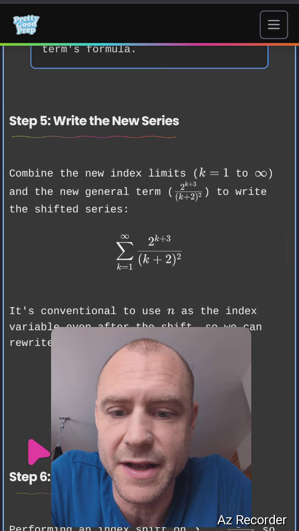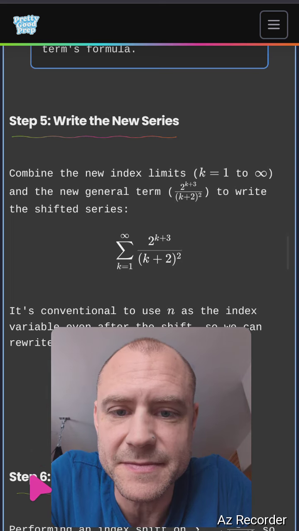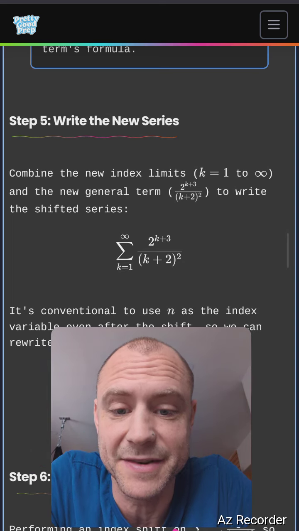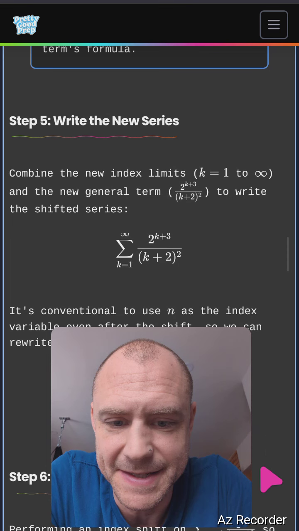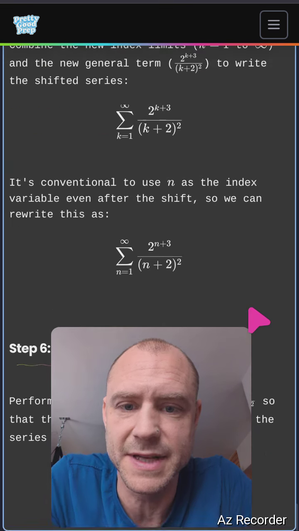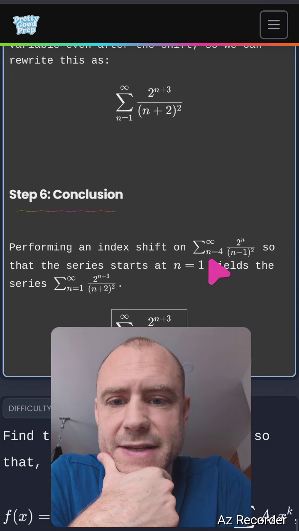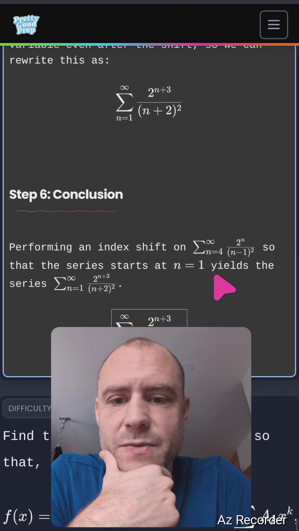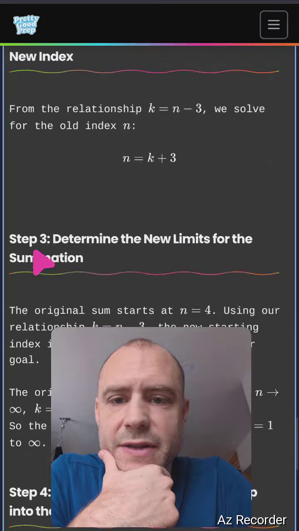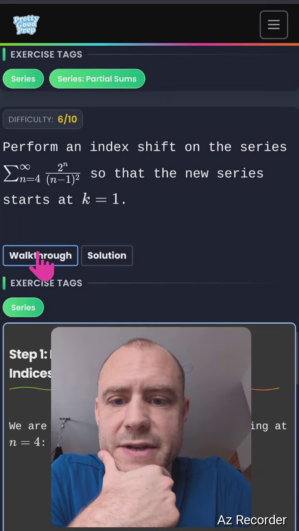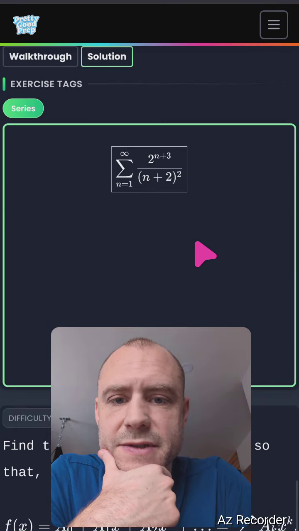So that's a very great skill to have, and definitely something to practice. Now let's see if I can scroll down a little bit here. What's the last one? Oh, it's just the conclusion, I think. Performing an index shift on this so that the series starts at n equals 1 yields the series, and then that's the final answer. And of course, as you're working through this, if you want to just test yourself and you don't want the whole walkthrough, you can just see the solution as well.